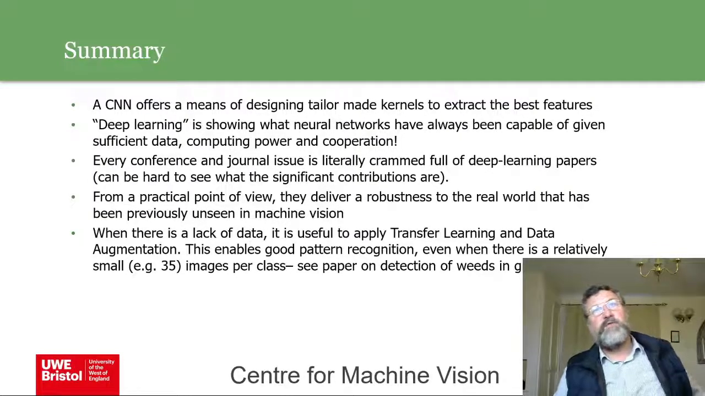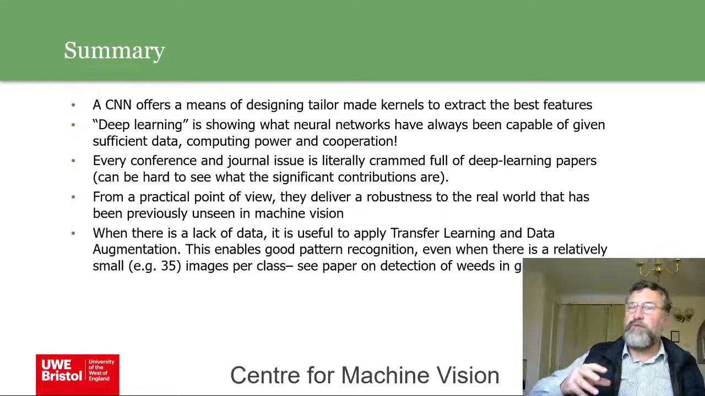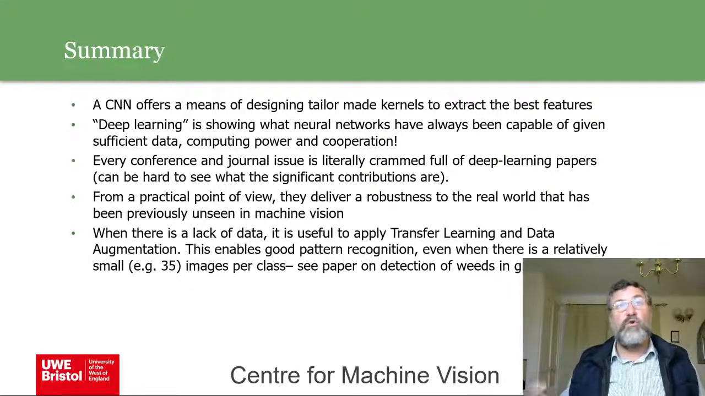And when there's a lack of data, we can apply this idea of transfer learning, the first thing I mentioned, where you use a previously part-trained network and then introduce a bit of your own data. It works quite well. And data augmentation, where you take the data, alter it a bit, and then you increase the data set. That also improves the accuracy of the CNN. This enables good pattern recognition even when the data set is relatively small. Amazingly, even when there are only about 35 images per class, it still works pretty well. The paper I put online, the grass vision one, gives you some detail of this. It should be fairly self-explanatory. It's worth reading through, and I definitely advise you to read through that paper.